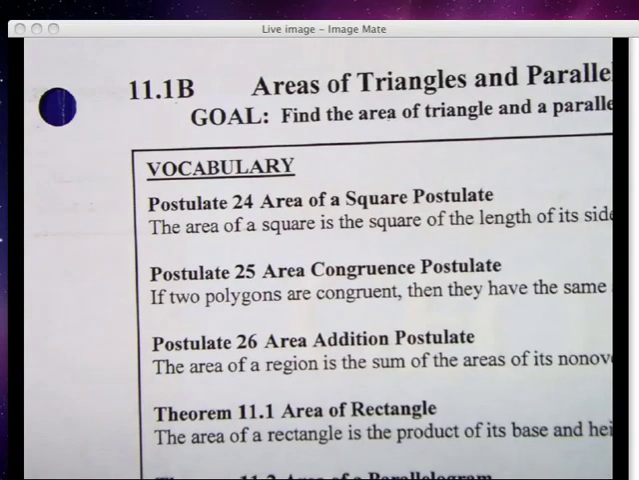Right, ladies and gentlemen, we are looking at 11.1b. 11.1b is different than 11.1a, which is what we did yesterday. The only thing that's different is we're going to talk more about combining shapes and figuring out their perimeter and area when there's two of them.